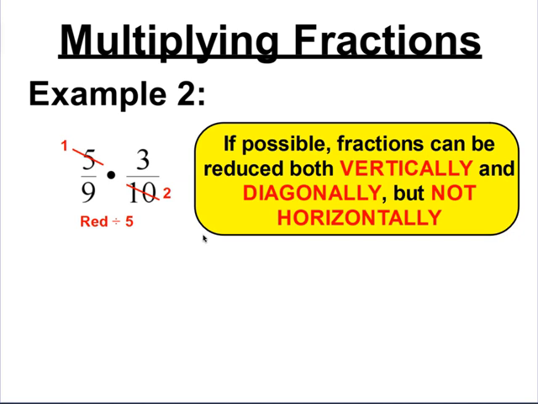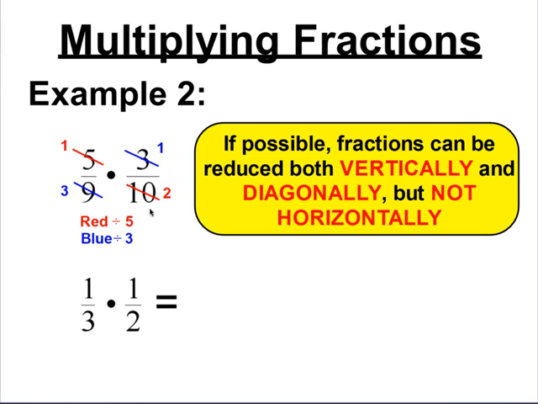Okay? Look at the other set of numbers, 9 and 3. What can they both be divided by? Well, they can both be divided by 3. So if we do 9 divided by 3 and 3 divided by 3, we get new numbers. 3 divided by 3 is 1. 9 divided by 3 is 3. And now we have a new problem with smaller numbers. So our new problem is 1/3 over 1/2.